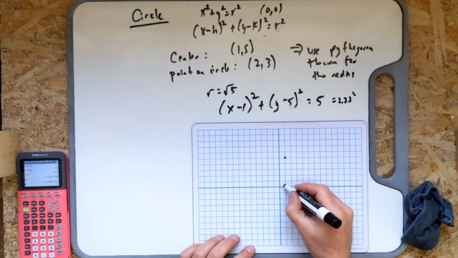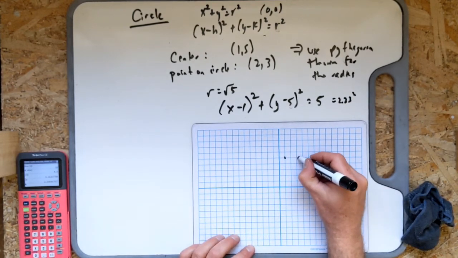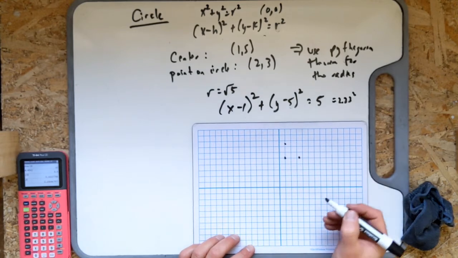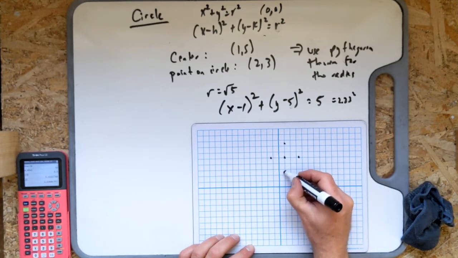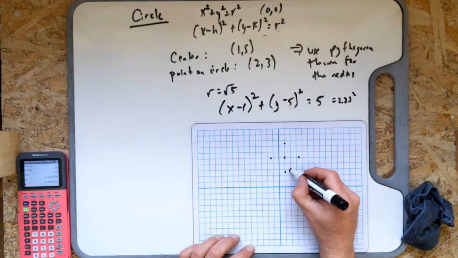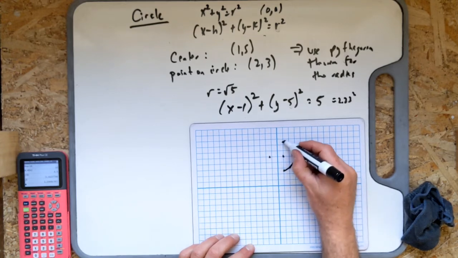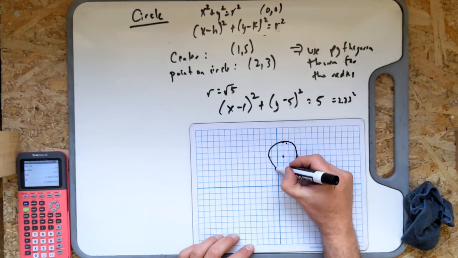I can graph it just by going to (1, 5), and then counting out 2.23 in each direction. I know it goes through that point because I just used that to calculate it. And there we go. There's my circle.